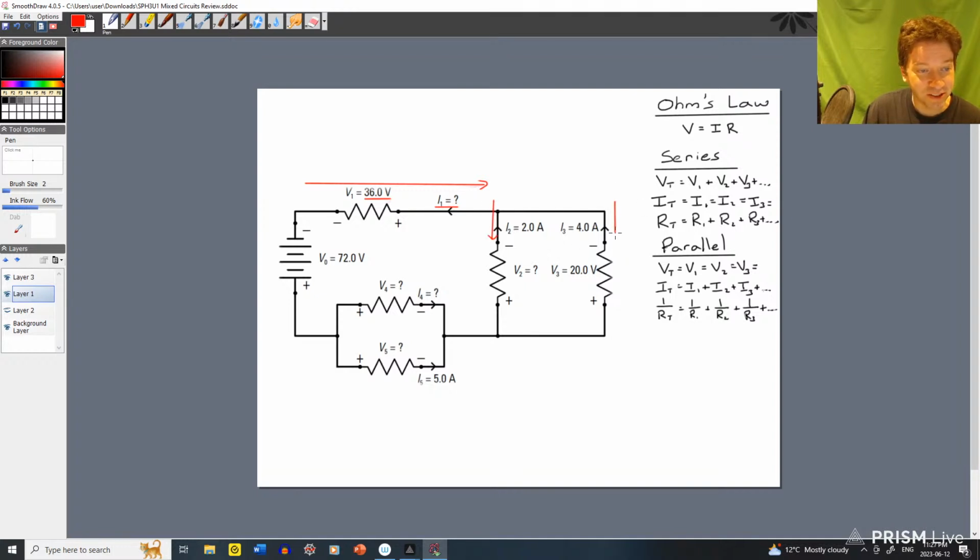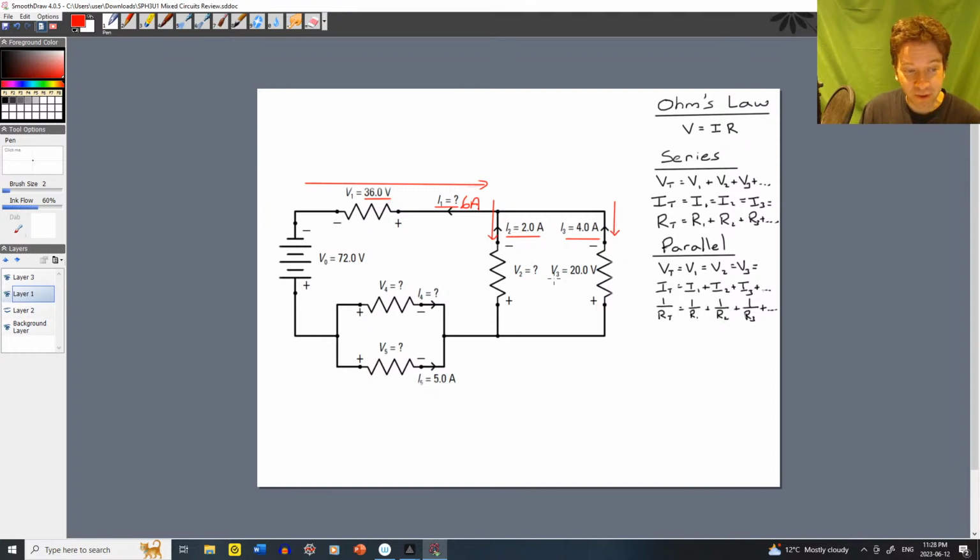I know my arrows are going in the opposite way because I'm showing electron flow instead of conventional current, but it doesn't really matter, right? So it splits into 2 amps and 4 amps. Therefore, I1 must have originally been 6 amps because they add.